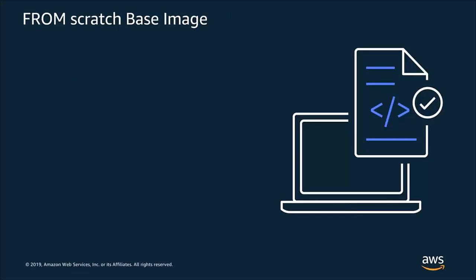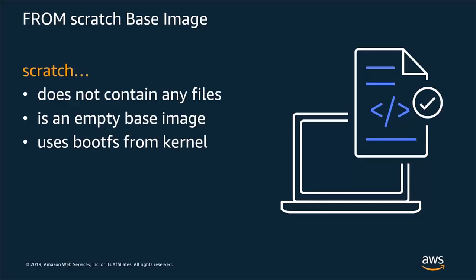Or of course, you can start with what we call a from-scratch base image. A scratch image does not contain any files. It is completely empty of everything except for a bootfs from the kernel, giving you a /root prompt. This means that if you want any particular utilities inside of your application, you have to put them there. And this helps to reduce the attack surface for what you're doing.